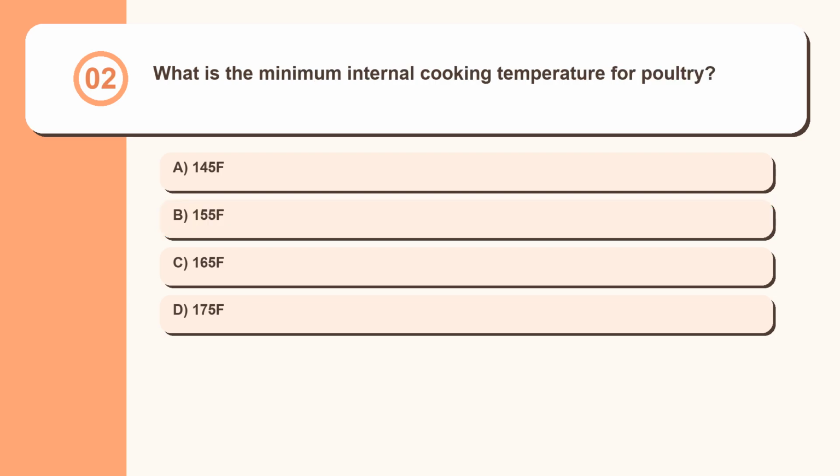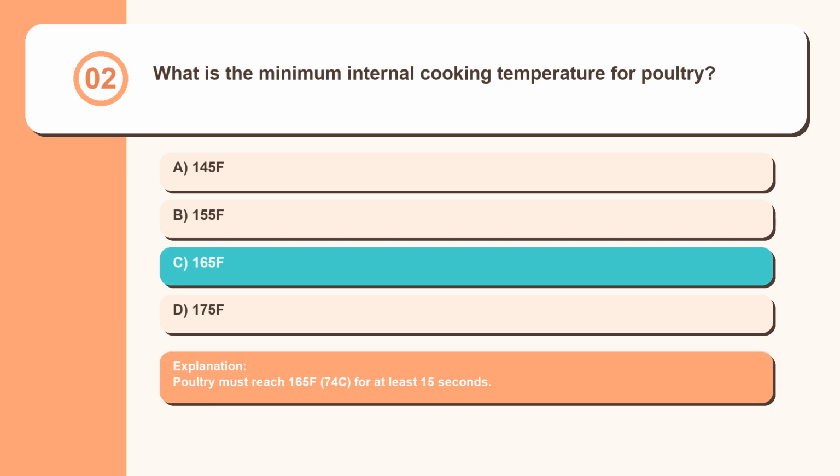Question 2. What is the minimum internal cooking temperature for poultry? 145F, 155F, 165F, or 175F. Poultry must reach 165F, 74C, for at least 15 seconds.